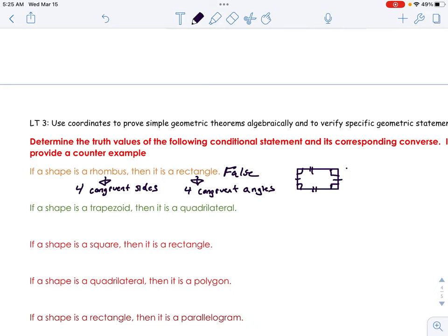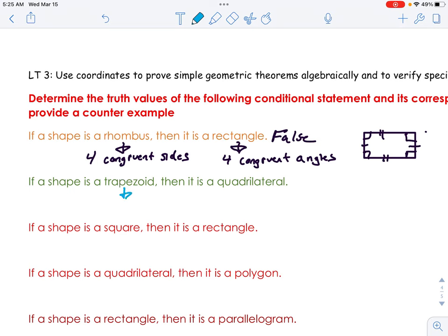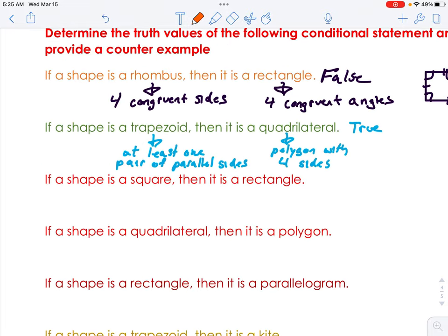And if we want to go into super detail, we say opposite sides of a rectangle are congruent, not all 4 sides. Alright. Here, if it's a trapezoid, which then is a quadrilateral. Trapezoid is a quadrilateral. It's true. And we'll just do a little bit of explanation. It's a quadrilateral with at least one pair of parallel sides. And this is just a polygon with 4 sides. Remember, a polygon is a closed shape where all the lines or sides are straight.